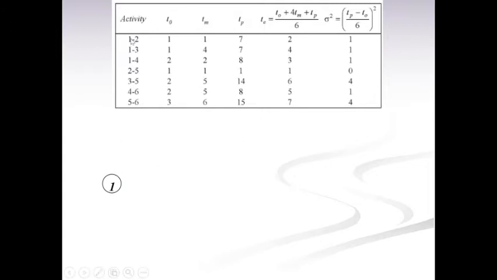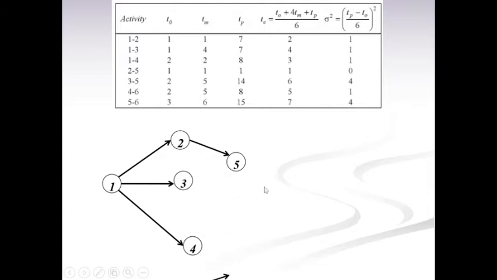So this is 1 to 2. We already know how to construct the network diagram. It is very easy, right? So it is 1 to 2, and next is 1 to 3, then 1 to 4. Then 2 to 5, 3 to 5, so we can just have a common node here. Then 4 to 6, 5 to 6. So we can construct the network diagram like this.